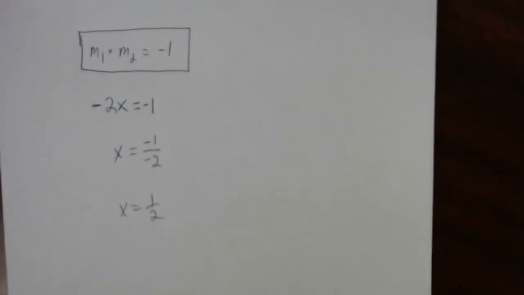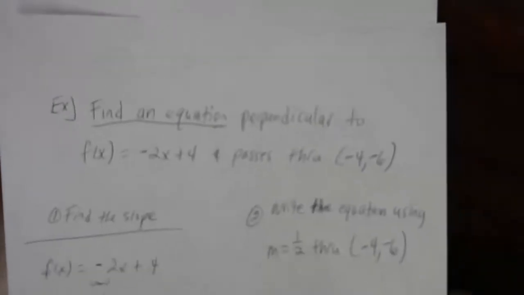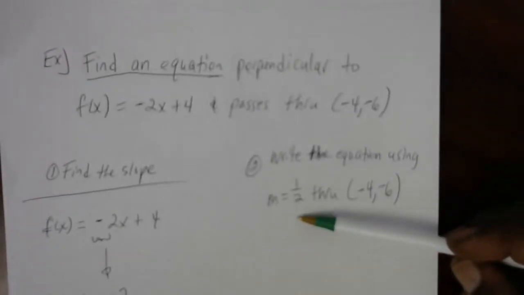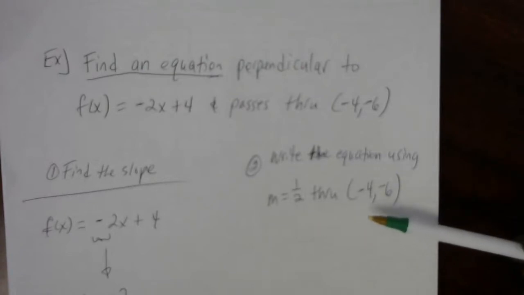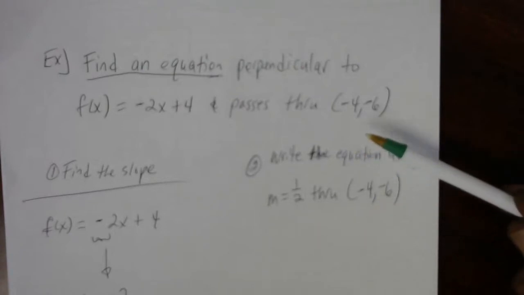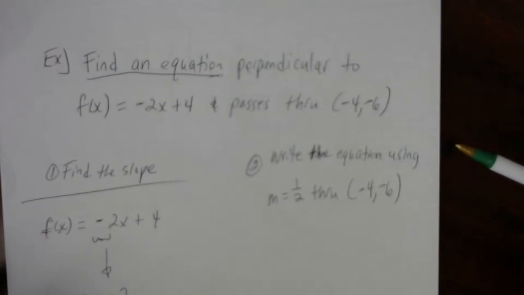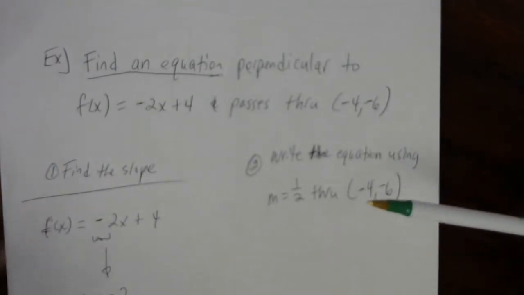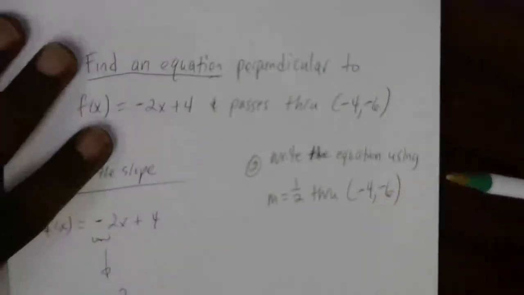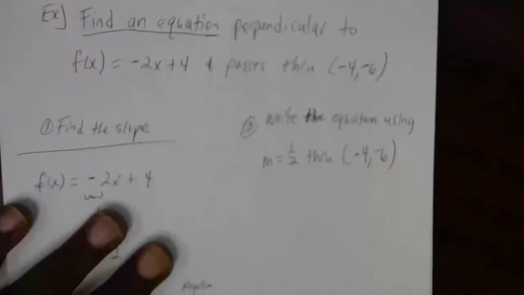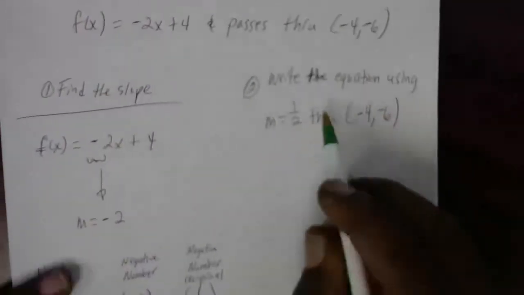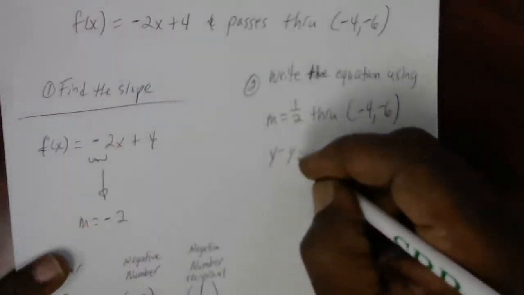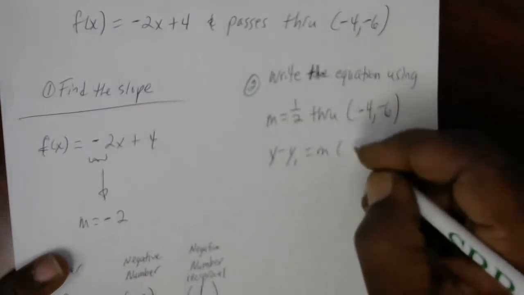All right, so we get 1/2 as the slope, and it should pass through the point -4, -6. So now we're going to write the equation. All right, so remember when we're asked to write an equation, we're going to use the point-slope form.